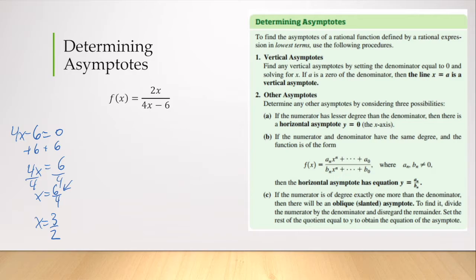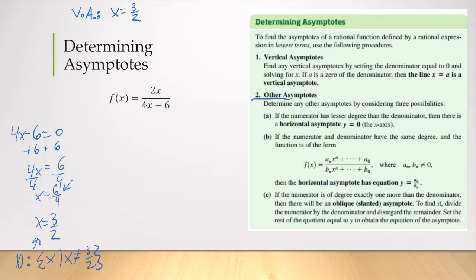Friendly reminder that this is the value excluded from our domain. Our domain is all values of x such that x doesn't equal 3/2. Because this value is excluded from our domain, it's our vertical asymptote. That's how the two are related. So our vertical asymptote is x equals 3/2. That's a line that my graph will not cross because x can never equal 3/2 or I'd be dividing by 0. Now we check for our other asymptotes.